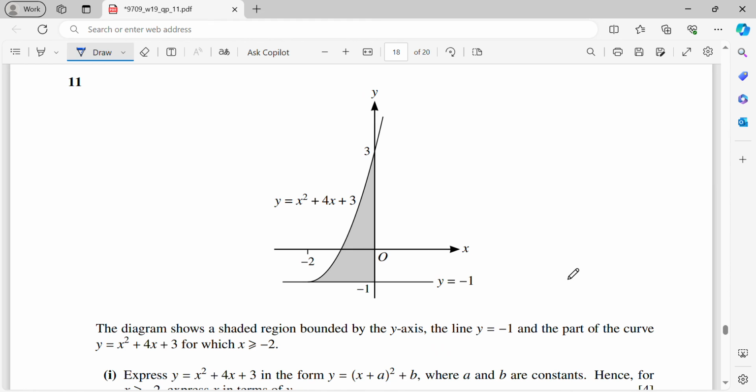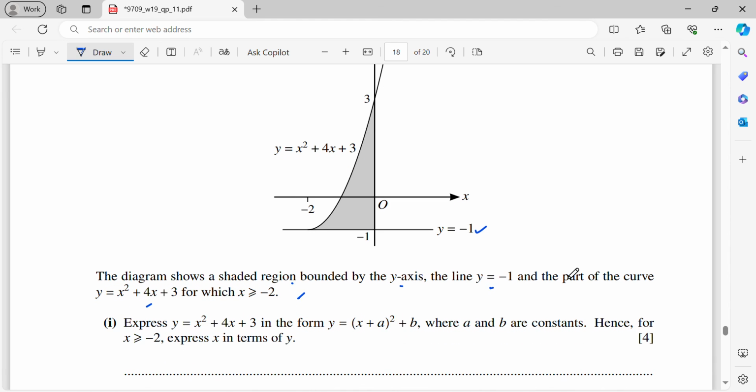Okay, now for question 11. The diagram shows a shaded region bounded by the y-axis, the line y equals -1, and the part of the curve for x at least -2. So now, first part, express this in the completed square form. Hence, for x at least -2, express x in terms of y.